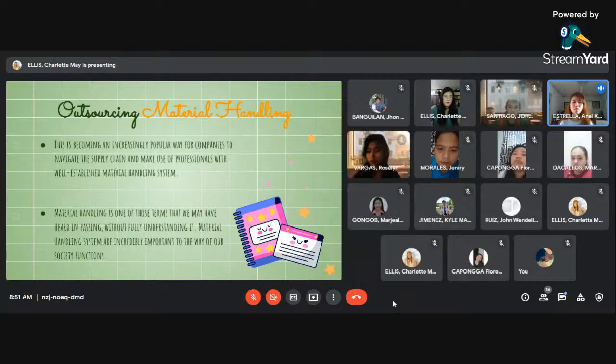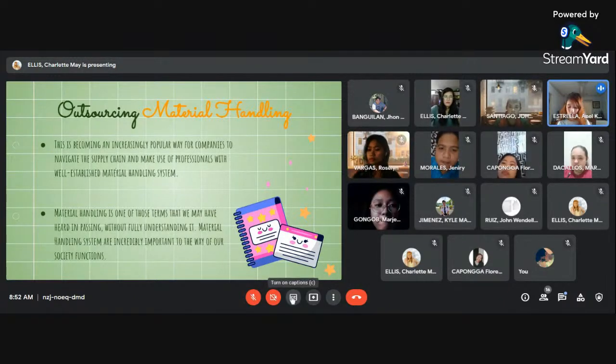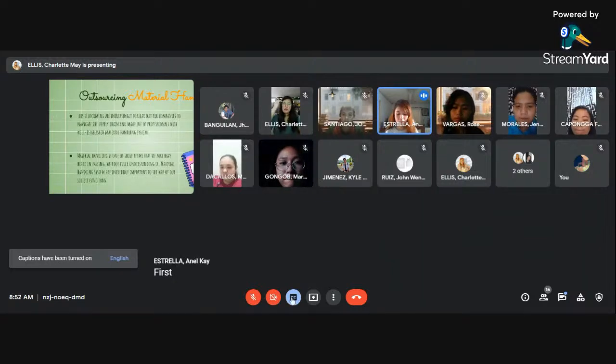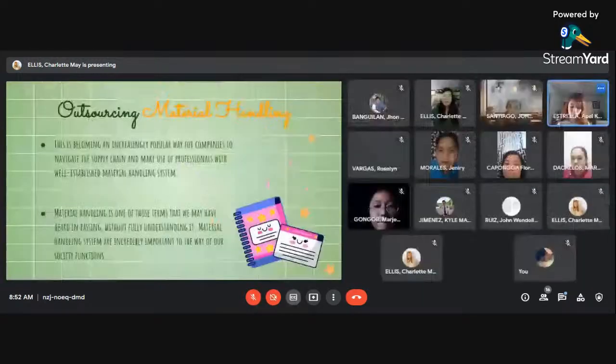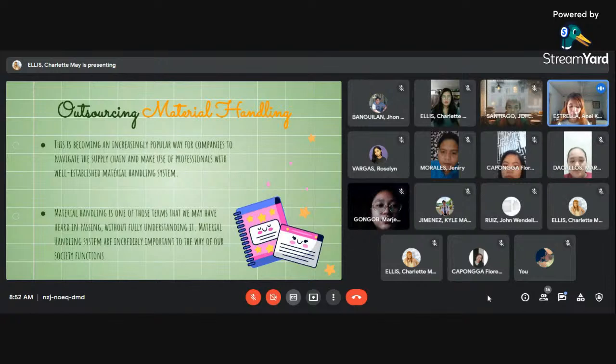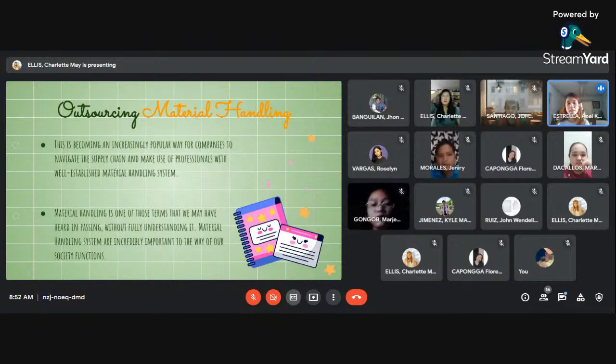So outsourcing material handling refers to 3PL, which stands for third party logistics, to manage, improve, and optimize the supply chain. This also allows e-commerce businesses to delegate storage and time-consuming e-commerce fulfillment tasks while saving money and improving their supply chain. That's all. Thank you.